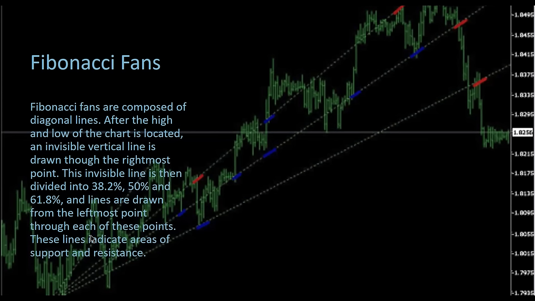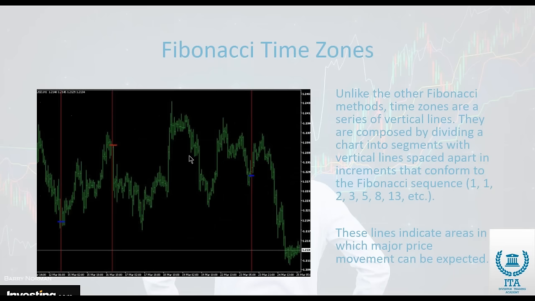Then we have Fibonacci fans. And Fibonacci fans work very much like Gann fans. You locate the swing low, and then you draw lines out in a fan-type motion at the 38.2, the 61.8, and the 50% line. Again, I don't know anybody who uses these because they use Gann fans, which are a little bit better than the Fibonacci fans. But you should be aware that they exist.